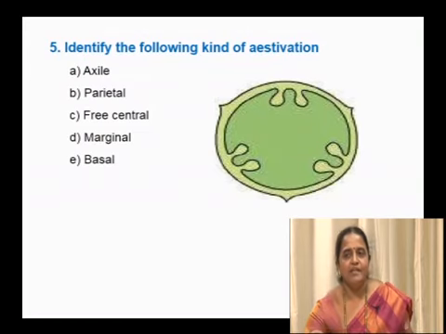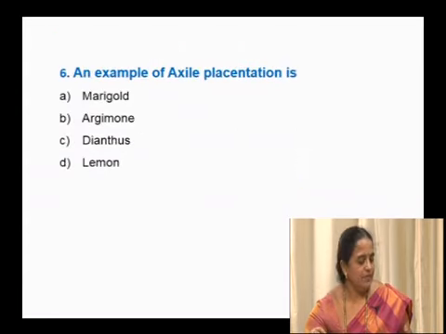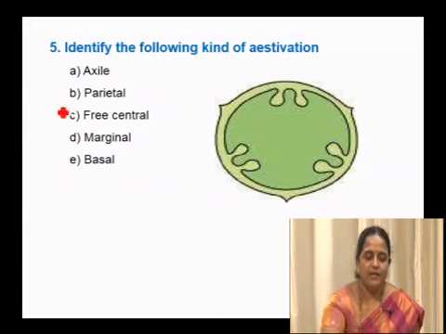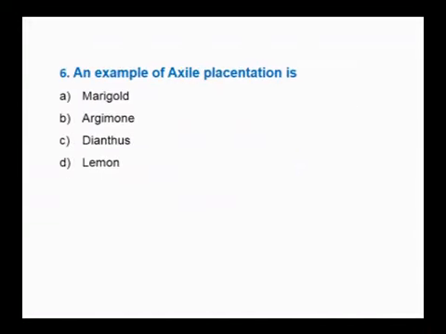If you look at the placentation, as I said earlier, when the ovules are arranged along the periphery of the fruit wall, it is said to be parietal placentation. So, the correct answer is parietal placentation.